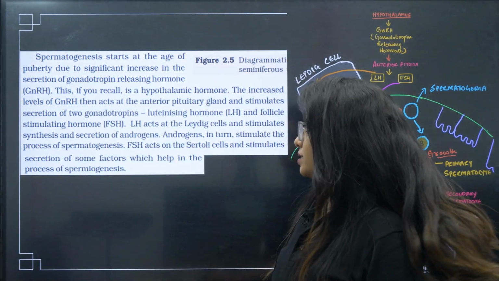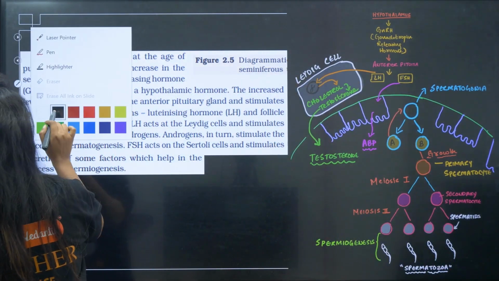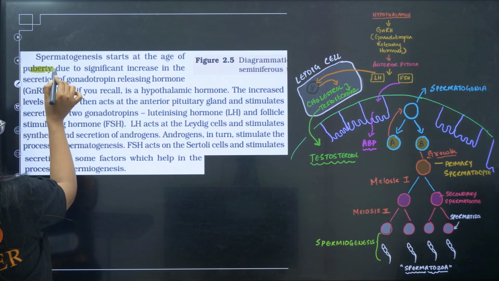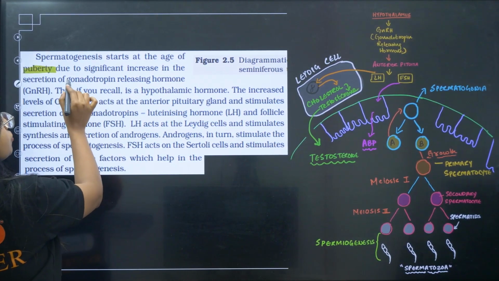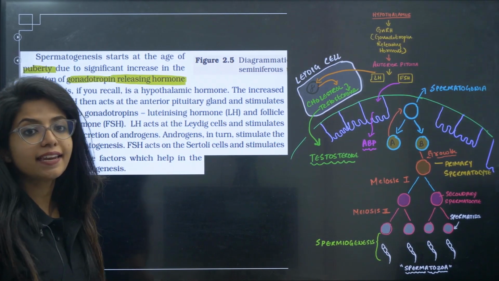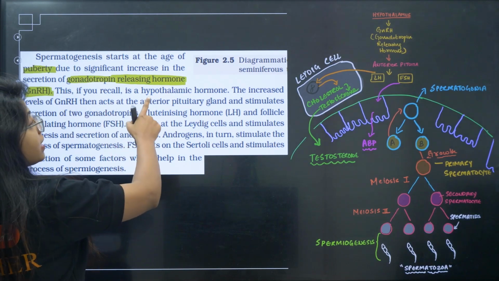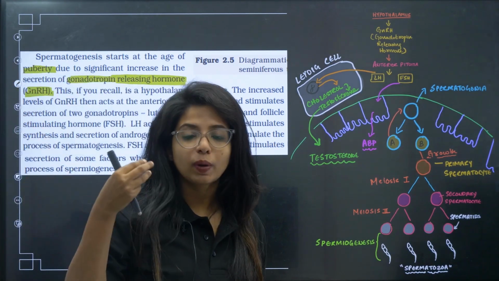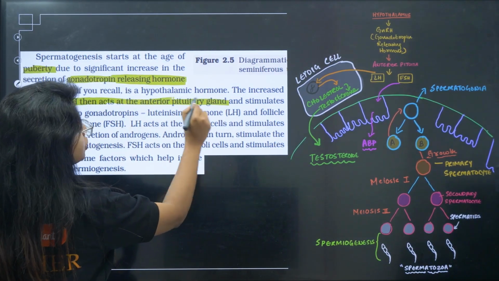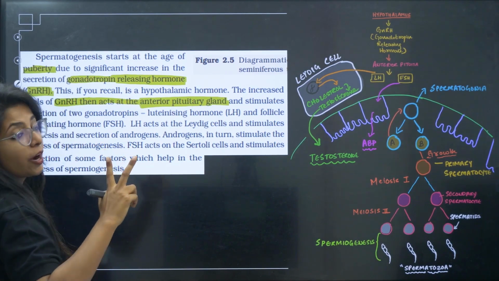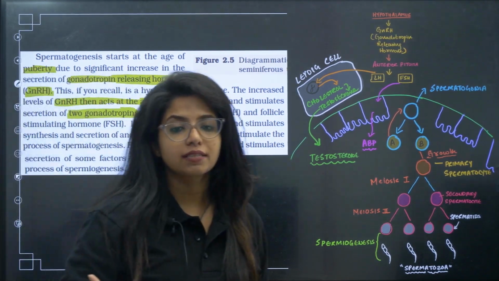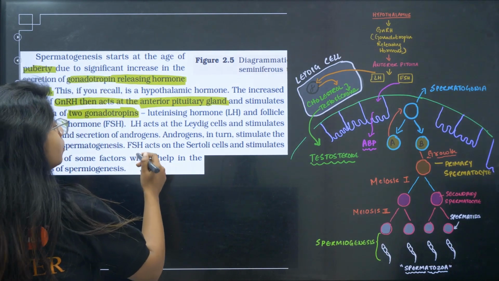Now, let's read and try to understand this. I'm going to use a highlighter this time. Spermatogenesis starts at the age of puberty. Why? Due to significant increase in the secretion of gonadotropin releasing hormone, known as GnRH. If you recall, it is a hypothalamic hormone. That is, hypothalamus releases it, which is why it is known as hypothalamic hormone. The increased levels of GnRH then act on the anterior pituitary gland and stimulate two gonadotropins, two hormones. Two gonadotropins, that means the things that can act on the gonads, that is testes and ovary. What are these gonadotropin hormones?